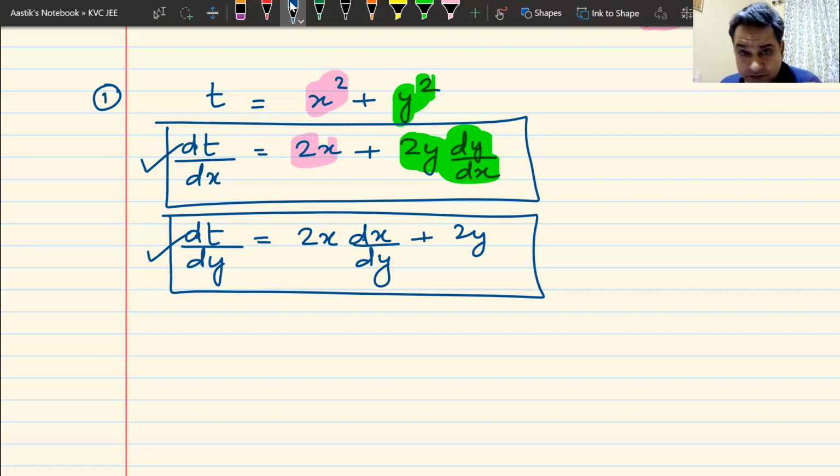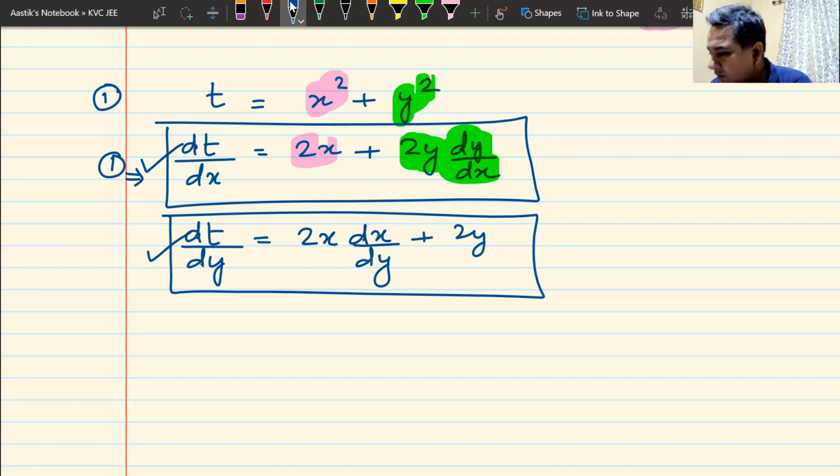Okay. Now, that's the complete or full derivative. Now, how is the partial derivative different from this? For the partial derivative, the answer to the first one, dt by dx, would be what someone said in the very first case. Who was that someone who gave me the answer that dt by dx would be 2x plus 0? Who gave me that answer?